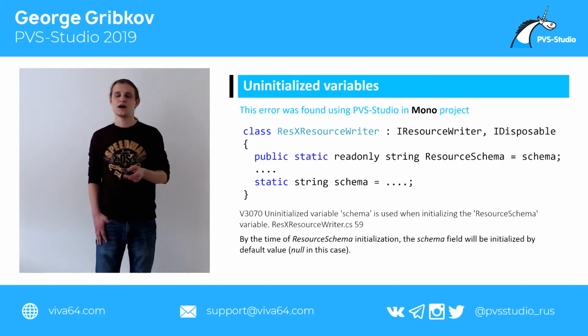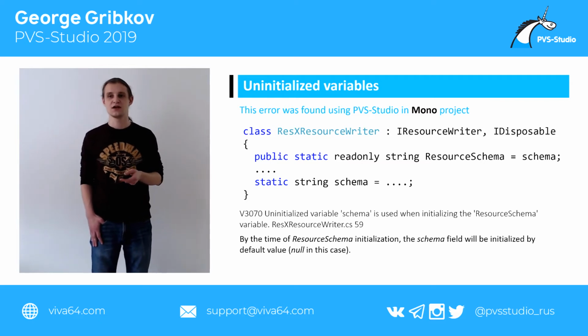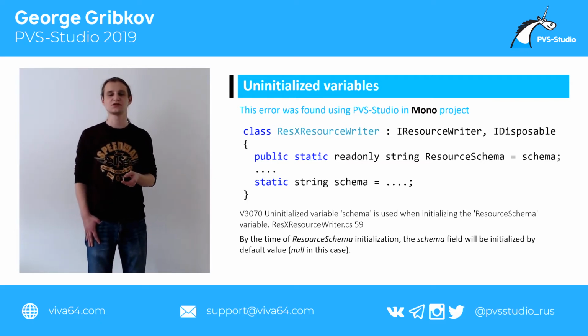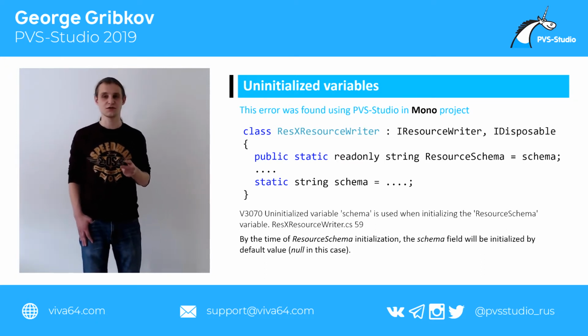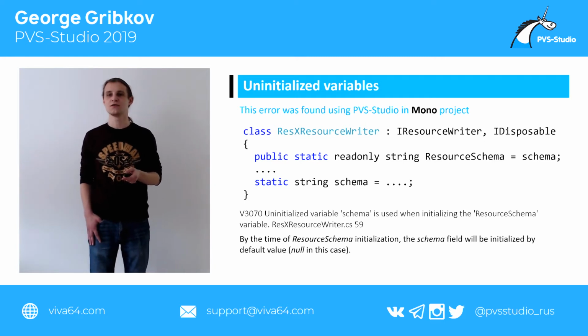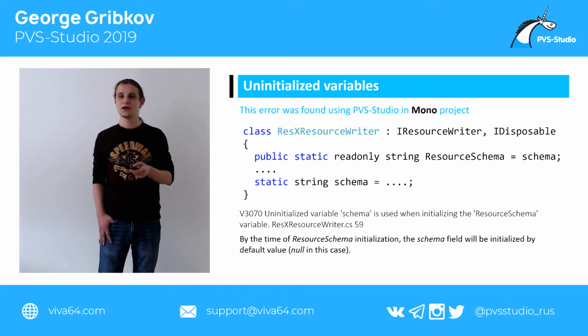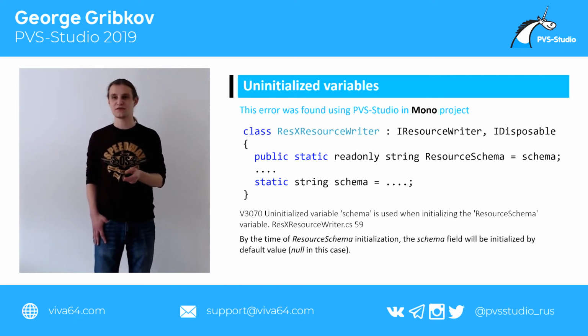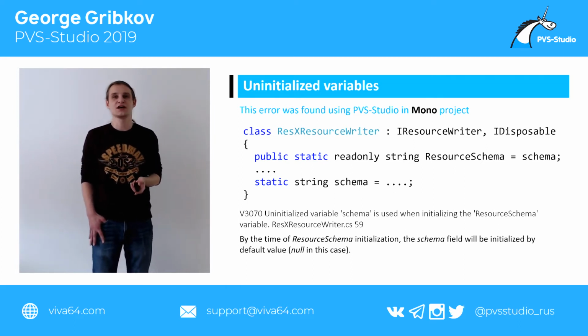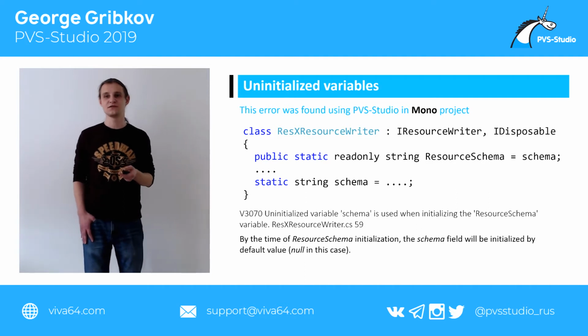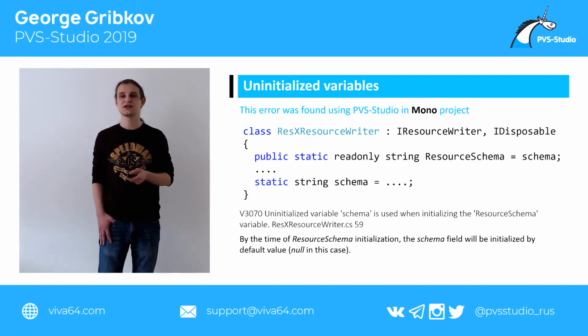Uninitialized variables exist not only in C++. This example is written in C#. The programmer mixed up the initialization order, and as a result, the variable resource schema will be assigned the value of the uninitialized variable schema. It should be noted that the schema variable is not initialized at all. It will have a default value, in this case it is null.